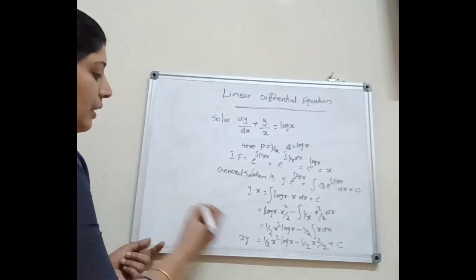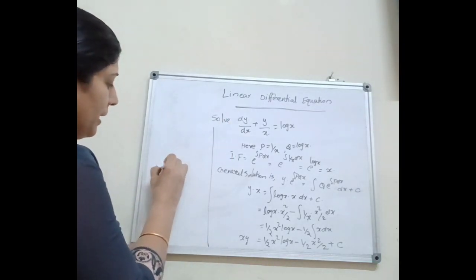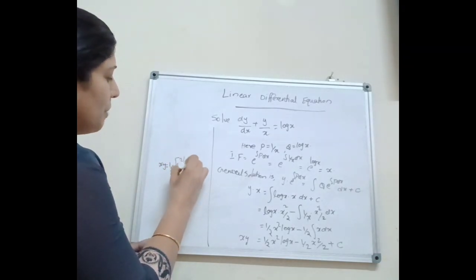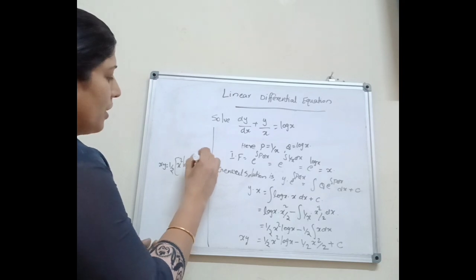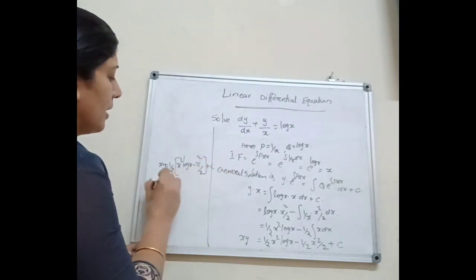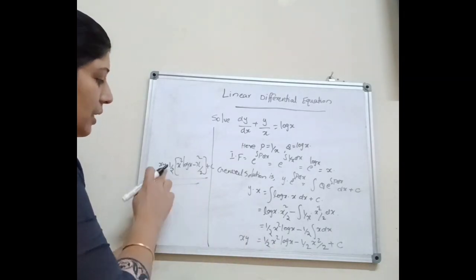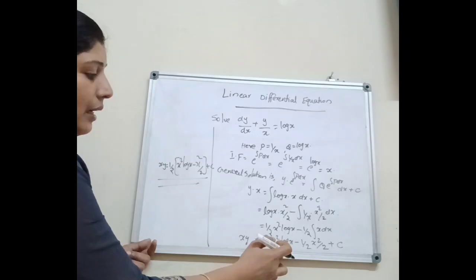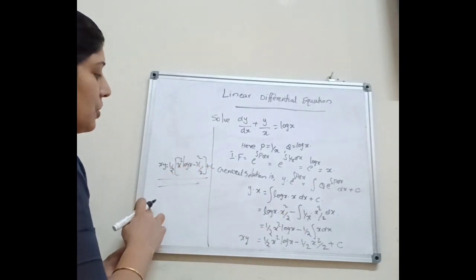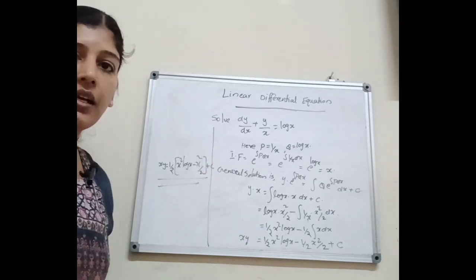Then how can we write? Therefore xy can be written as 1 by 2 into x square log x minus x square by 2 plus c. Here 1 by 2 is common, therefore we can take 1 by 2 outside, with the bracket inside x square log x minus x square by 2 plus c. This is the general solution of this linear differential equation.